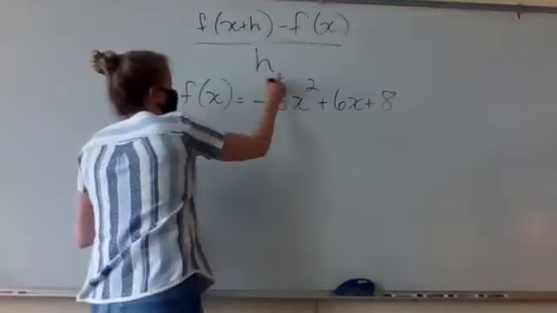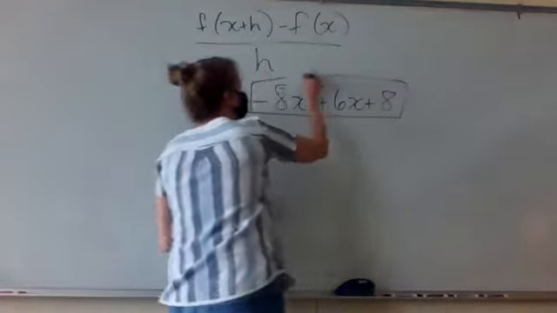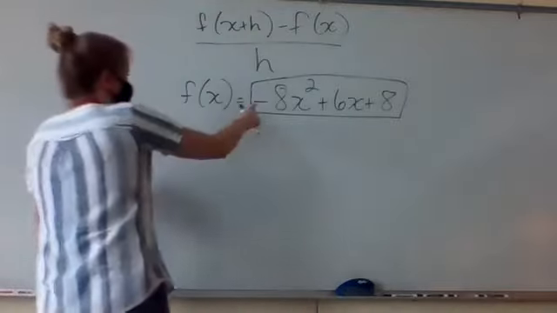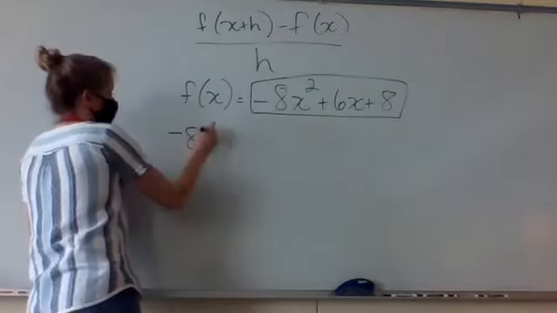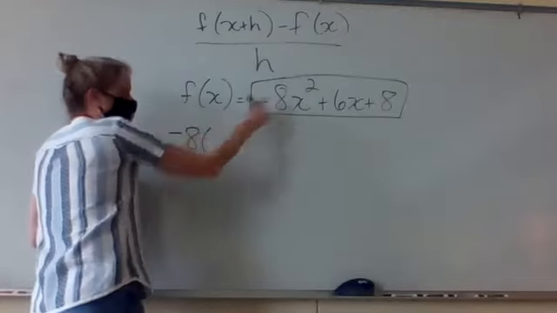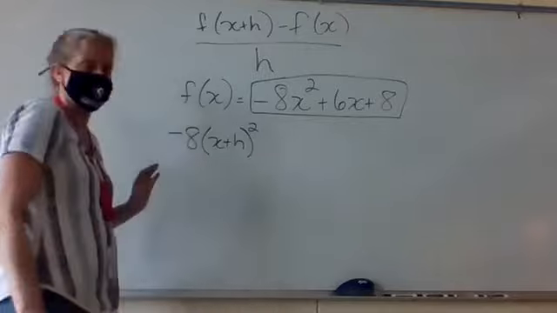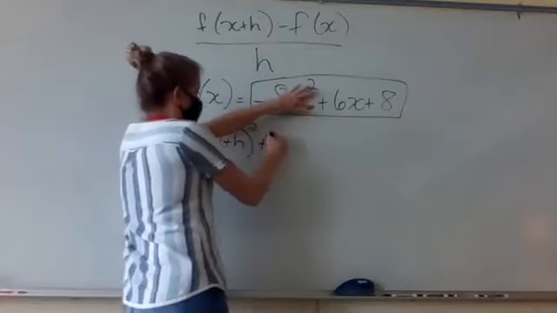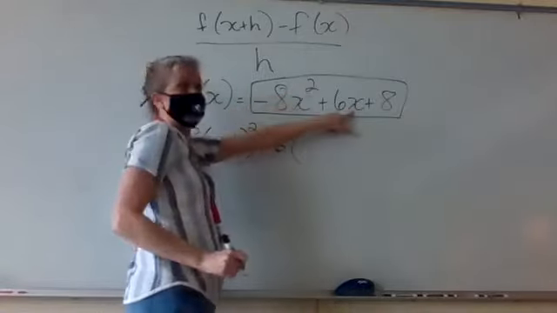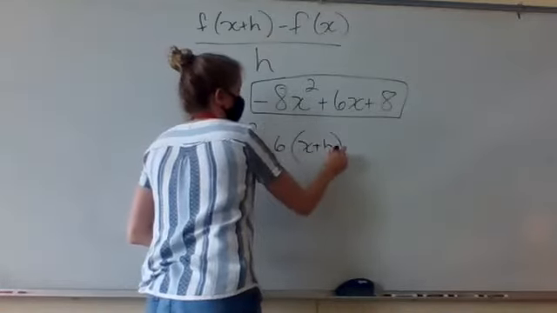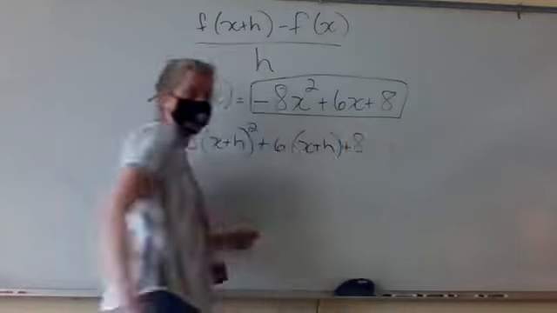The first thing you're going to do is rewrite this function, except everywhere you see an x, you're going to replace it with the x plus h. So let's see, -8. Instead of x, I write x plus h squared plus 6. There's an x, so I'm going to replace it with x plus h. Bring down my +8.